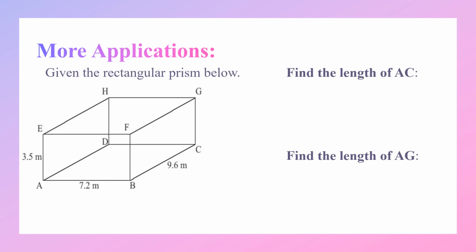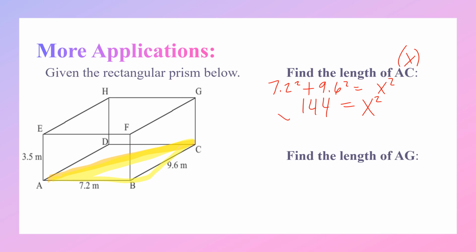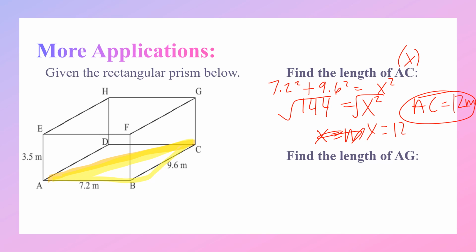Okay, so the last one here, find the length of AC. So AC is here. We can take this triangle and figure out what AC is by doing the Pythagorean theorem. So we do 7.2 squared plus 9.6 squared equals x squared, which is AC. 7.2 squared plus 9.6 squared would be 144. And then if I take the square root of both sides, x equals 12. So that means the length of AC is 12 meters. Make sure you put the units there because they give us the units.